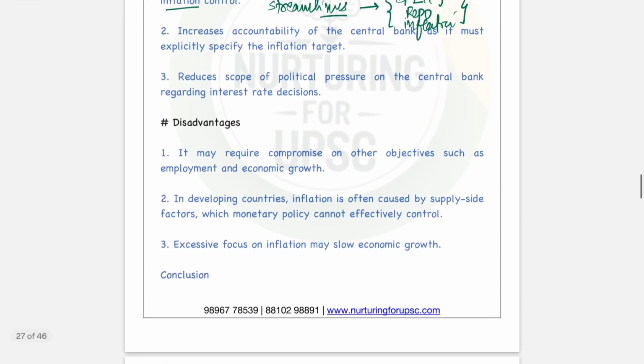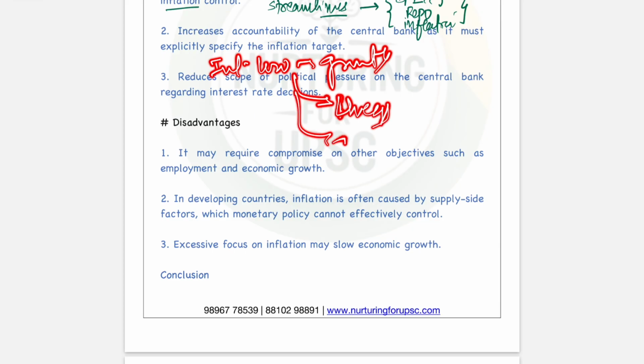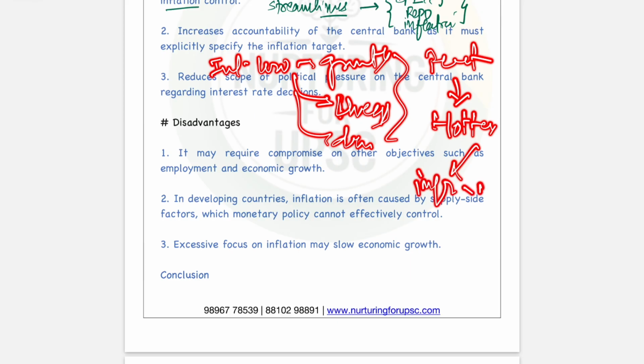And also it reduces the scope of political pressure on central banks to make decisions regarding the interest rate. Why? Because the government and politics of the country want the interest rate to be low because it promotes growth, cheaper credit, and demand. However, it comes with pent up demand, and it may lead to heating of the economy and inflation, and so on.